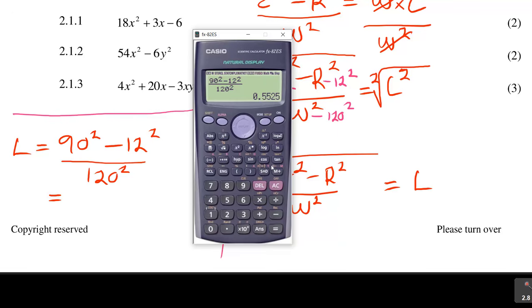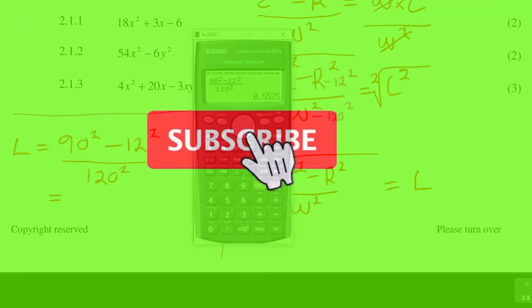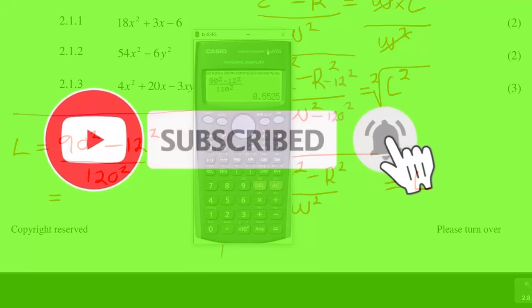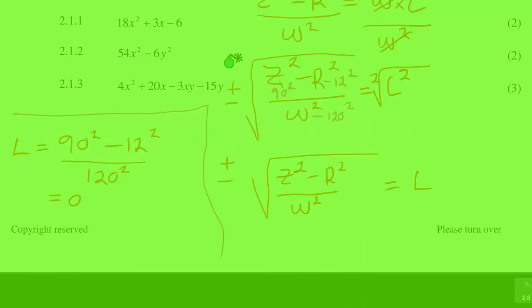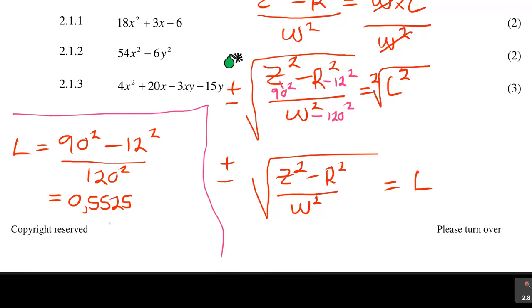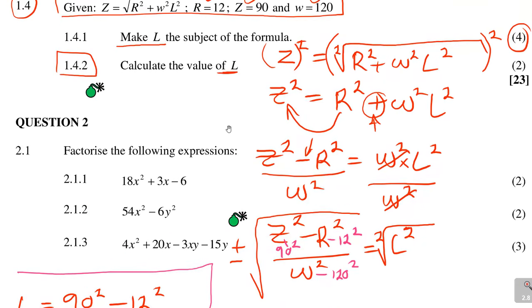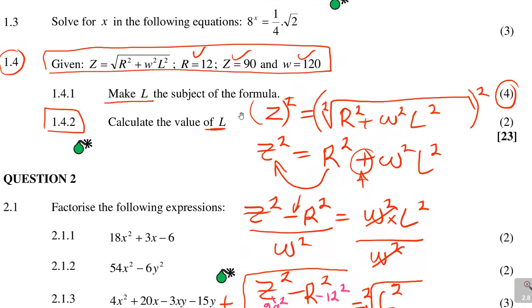You can put it to decimal places: 0.5525. To 3 decimal places, it becomes 0.553, if ever you are leaving your answers to 3 decimal places. So guys, this is question number 1.